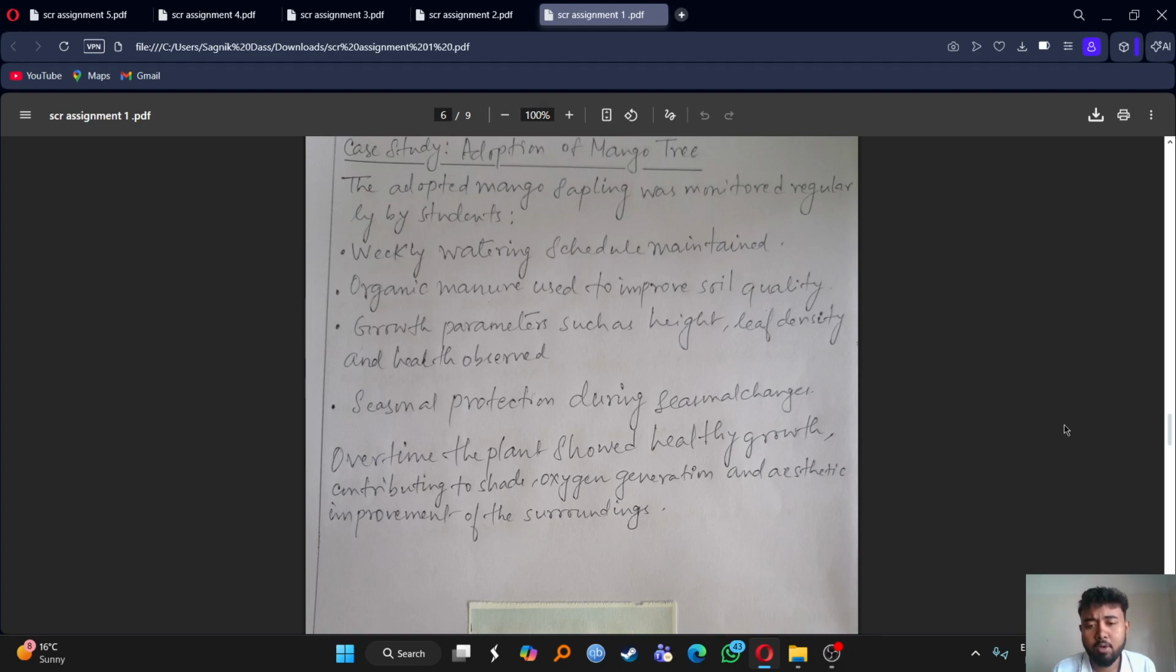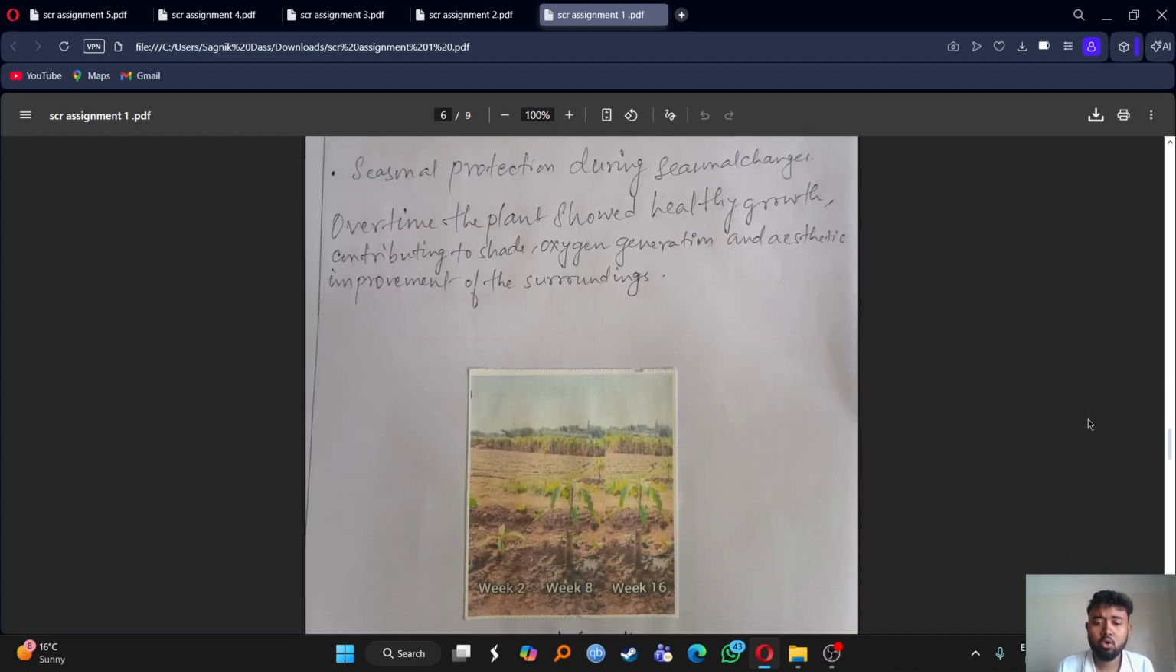Over time, the plant showed healthy growth, contributing to shade, oxygen generation, and aesthetic improvement. Yes, obviously the plant grew aesthetically. You can see the pictures from week 2, week 8, and week 16.